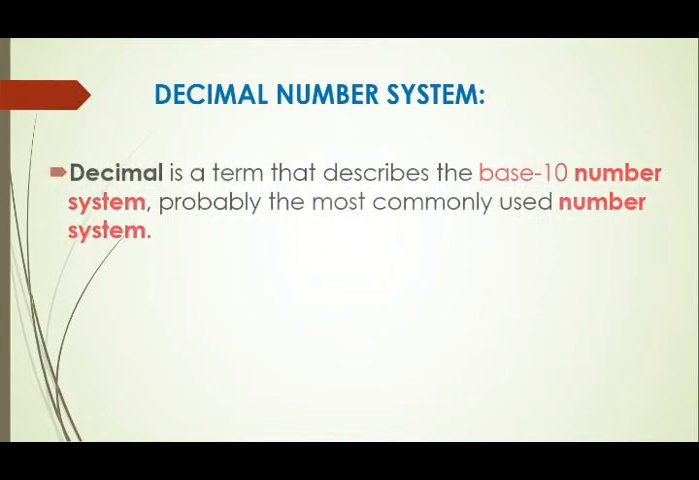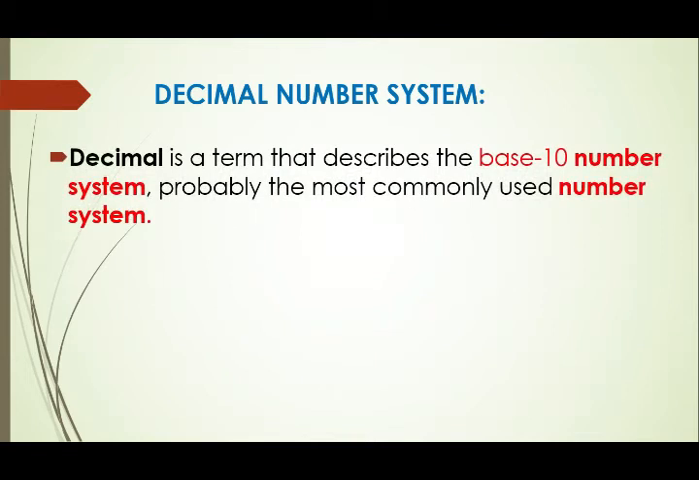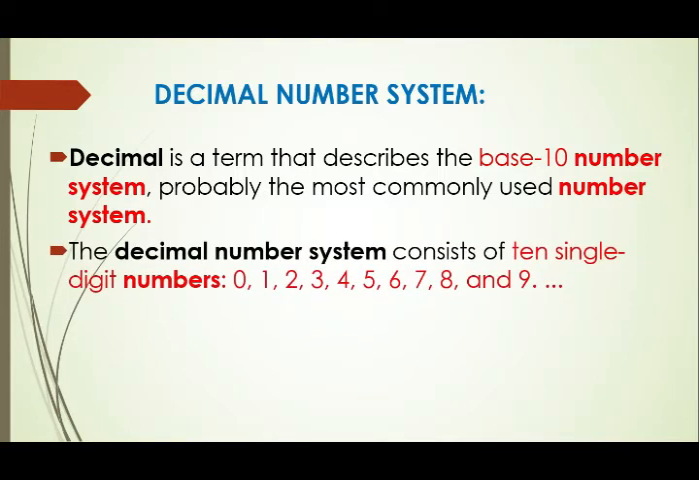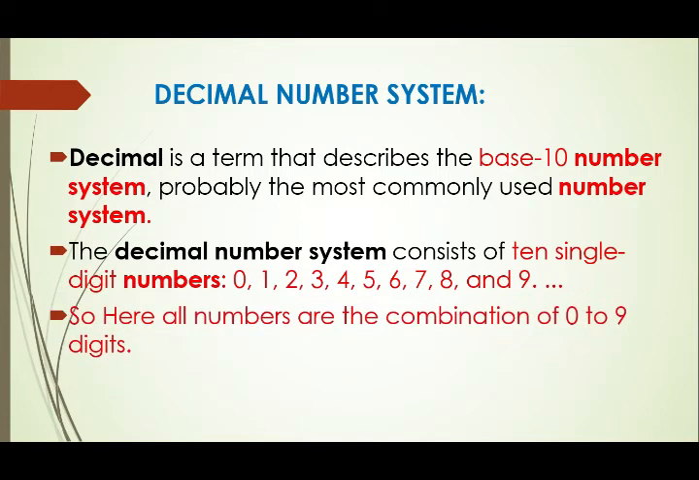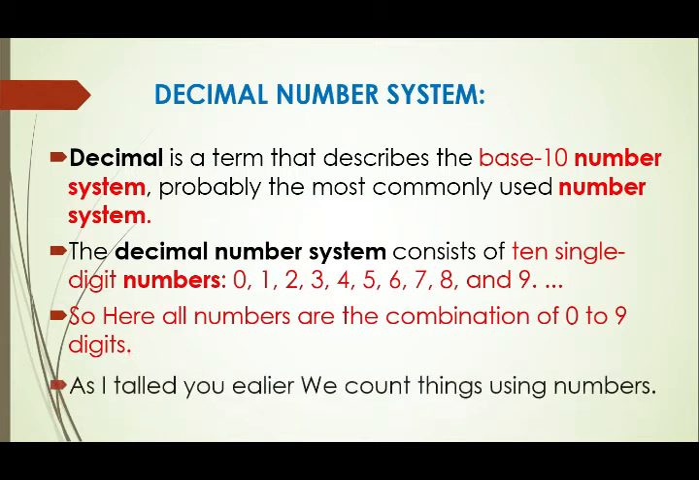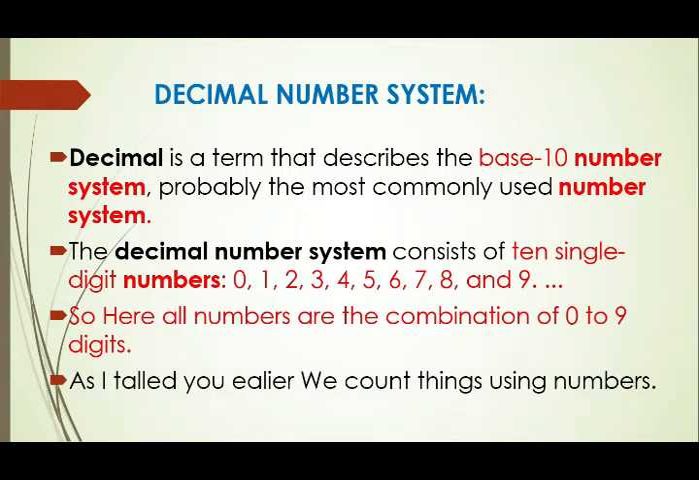Decimal is a term that describes the base 10 number system, probably the most commonly used number system. Up to now we have only learned about this decimal number system, which consists of 10 digits, meaning 0 to 9. So each and every number, meaning all numbers, is a combination of the digits 0 to 9.